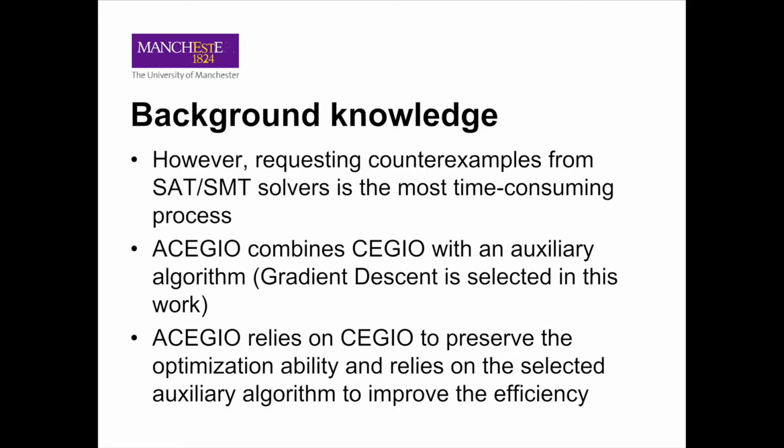However, the CGL-based path planning algorithm requires large execution time, and requesting counterexamples from SAT or SMT solvers is the most time-consuming process. So in order to improve the efficiency, we propose a novel path planning algorithm based on ACGL. ACGL combines CGL with an accelerate algorithm, which relies on CGL to preserve the optimization ability, and relies on the selected accelerate algorithm to improve the efficiency. So in this work, gradient descent is selected.